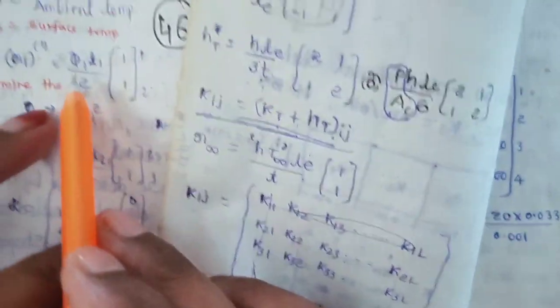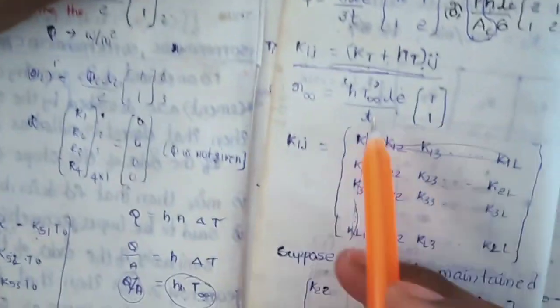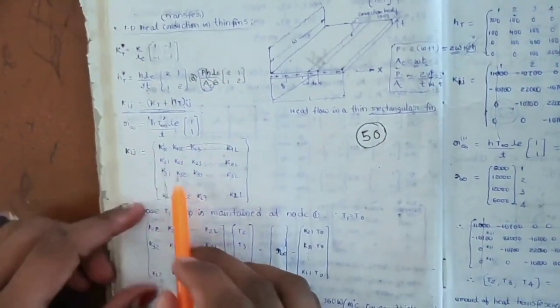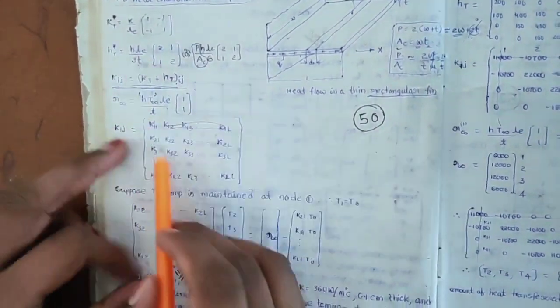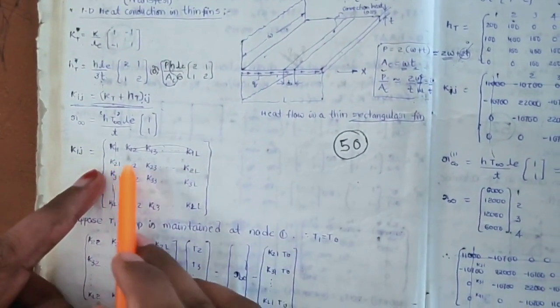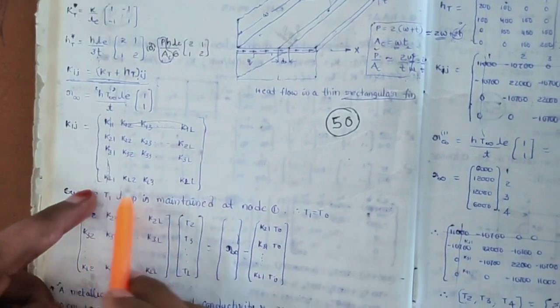But here, we know the formula where Q is equal to h T naught. That's why you substitute in place of Q. See here, Q means hT naught Le by 2 1 1. Same. After that, in a similar process, you have to find out the Kij. After getting it, you have to keep the entries like this: K11 12 13, similarly up to 21 22 23 31 32 up to L1 L2 L3.